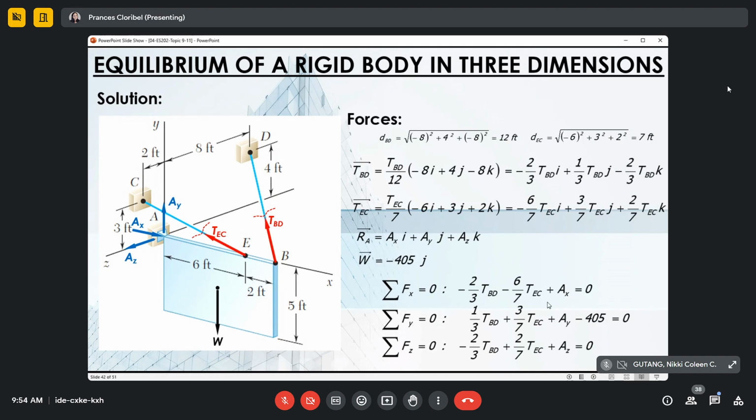Now, let's count how many unknowns there are. 1, 2, 3, 4, and 5. So we have 3 equations but still 5 unknowns. So we cannot solve directly yet. Since there are 5 unknowns, it cannot be solved yet. So we use the remaining 3 conditions of equilibrium: summing up moments about x, y, and z. So let's continue.